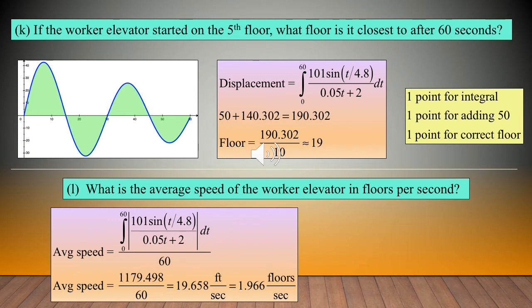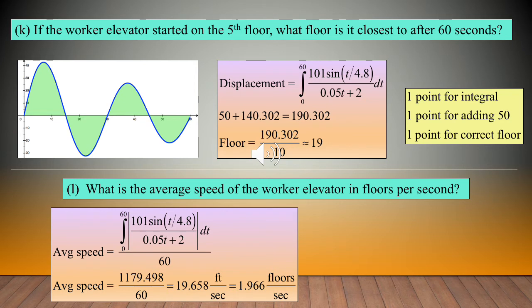So the average speed will be the integral from 0 to 60 of the absolute value of our v function, 101 sine of t divided by 4.8 all over 0.05t plus 2 dt, and then we divide our result by 60. This gives an average speed of 1,179.498 divided by 60, or 19.658 feet per second, which translates to 1.966 floors per second.